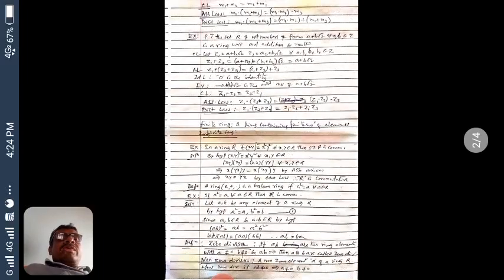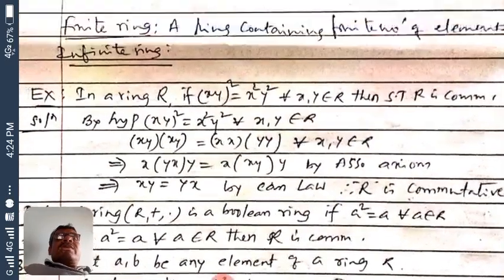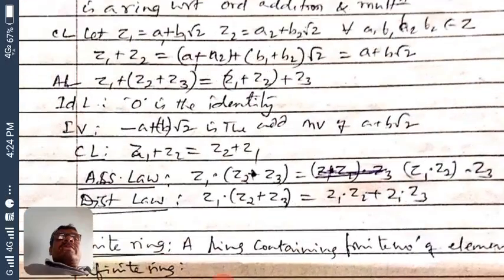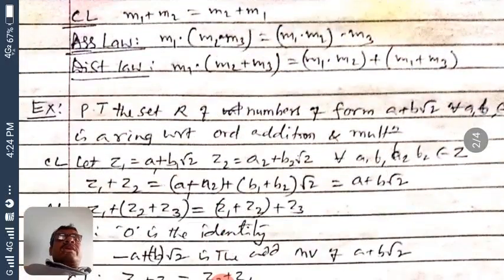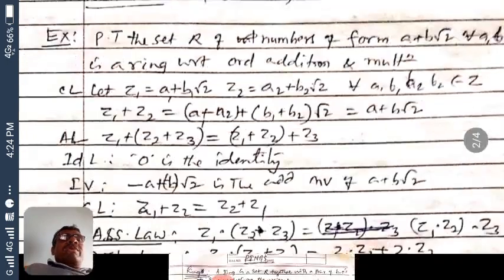Then come to the third part of that. Another illustration from the ring is: prove that the set R of numbers of the form A plus B root 2, for all A, B belonging to R, is a ring with respect to ordinary addition and multiplication. That point is very important.